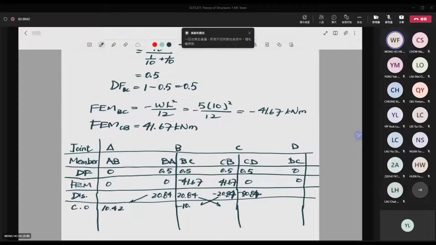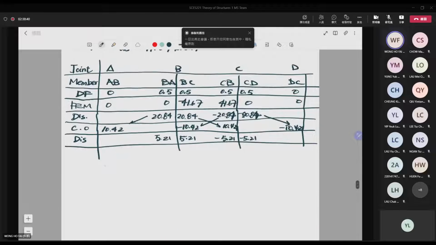Negative 10.42, 10.42. Then I will carry over negative 10.42. And afterward, this is the new unbalanced moment. I will again distribute my moment. So 50% will go to the left-hand side, and then 50% will go to the right-hand side. And then again, negative 5.21, negative 5.21 in order to balance the moment. This is the distribution of the moment.